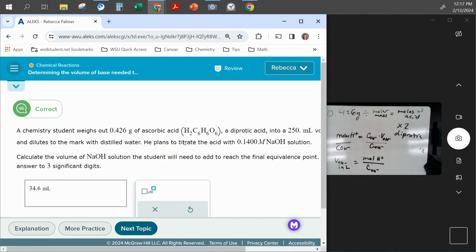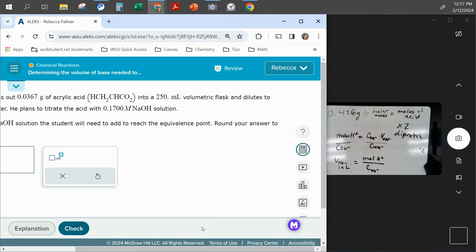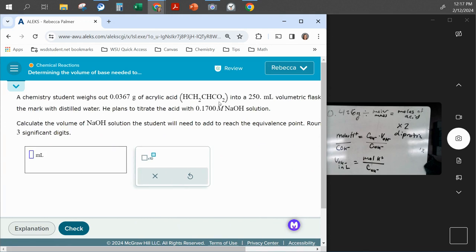Okay. Do you want to do another one of those, or are you good? Okay. Yes, another one. Okay, let's do another one. All right, this one is acrylic acid. That's monoprotic. It won't tell you that it's monoprotic. So if it doesn't say diprotic or triprotic, then there's only 1 hydrogen for the acid.